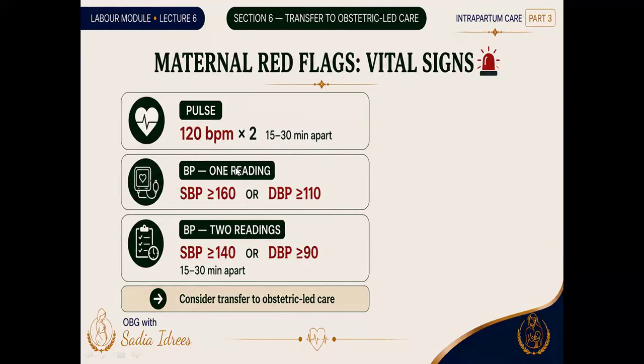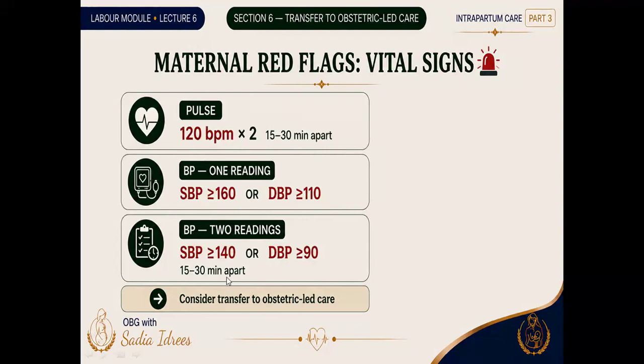Next is the blood pressure. And notice that there are two different thresholds. If there is one reading of systolic blood pressure 160 or more, or a diastolic blood pressure of 110 or more, that alone is significant. You don't need to wait for repeated severe hypertension before escalating care. But for the lower threshold, systolic blood pressure of 140 or more, or diastolic 90 or more, we are looking for two readings 15 to 30 minutes apart.